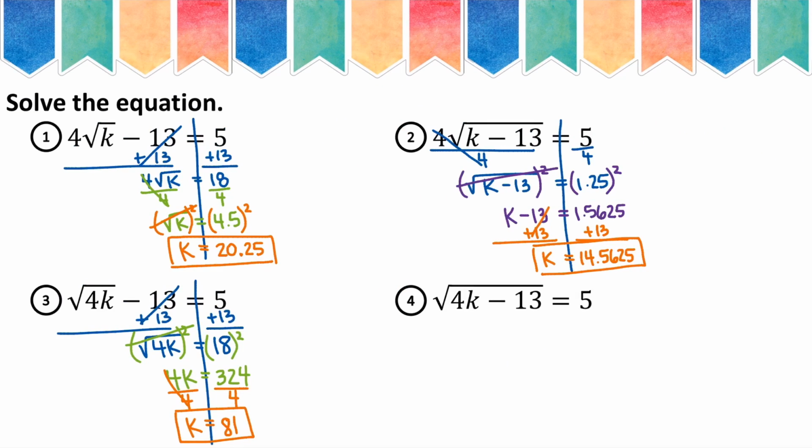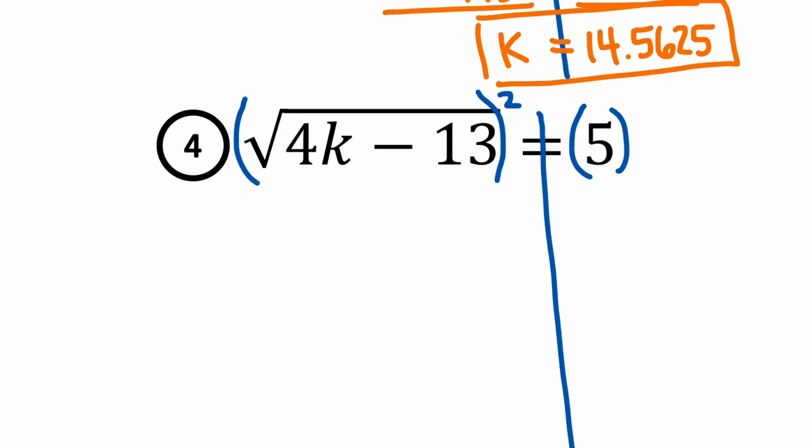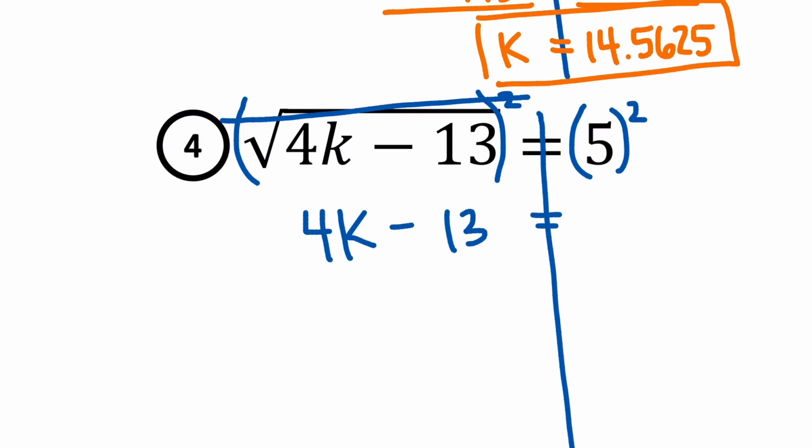We have one example left, and you guessed it, it will have yet a different answer. In example number 4, when I look at the square root, there's nothing outside of the square root. So the very first thing I need to do for this problem is to cancel the square root. So I will draw my parentheses and square both sides. A square root and a square cancel. 4k minus 13 comes down. And 5 squared is 25.